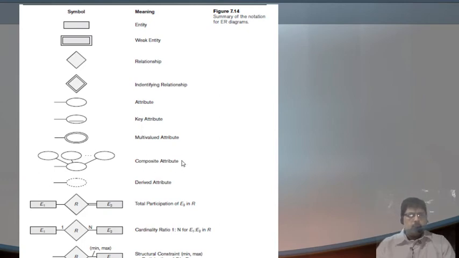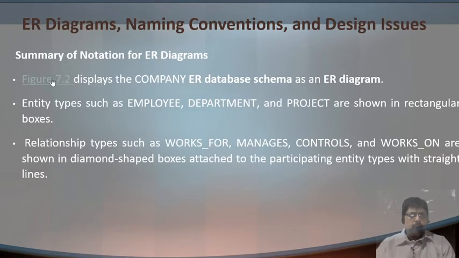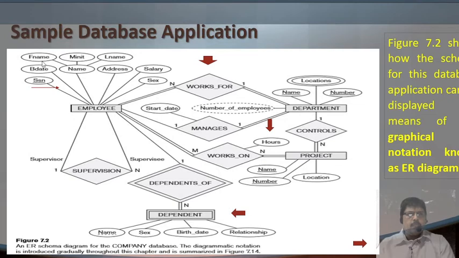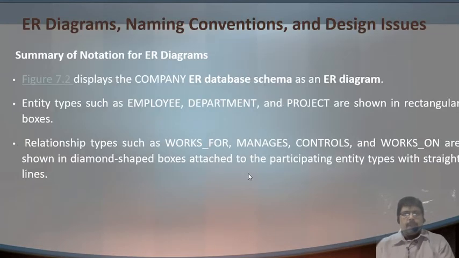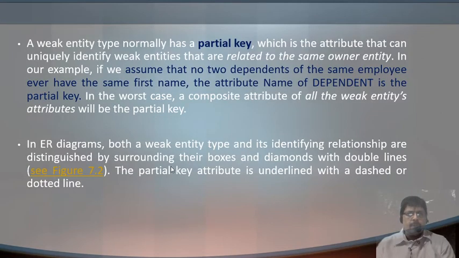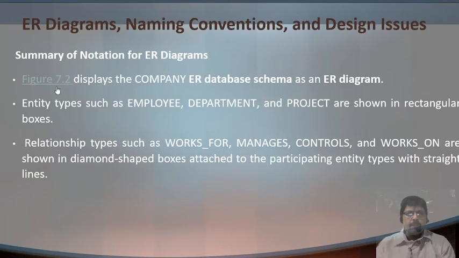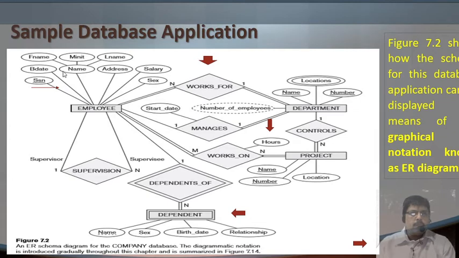Let us discuss the composite attributes. Once again we will go back and check it. So this is a composite attribute. Name is split into first name, MINIT, middle name and last name. So this is a composite attribute. Like that we can specify. And one more thing, these attributes are connected to the entity through these lines.